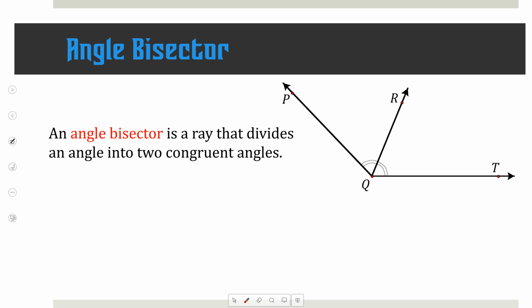Commonly, an angle bisector is a ray. It doesn't have to be. It can be a segment. It can be a line. But it's some object that divides another angle into two equal parts. Notice the little arcy things in there. Two arcs matches two arcs. Therefore, those angles are congruent. Two congruent angles.